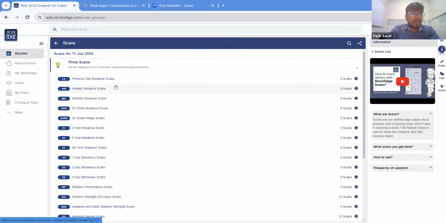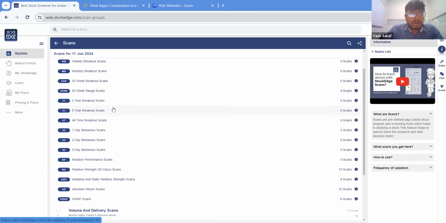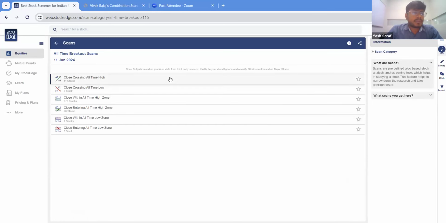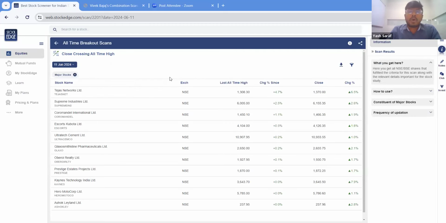So this was about the weekly breakout. Now let's understand. In price scans, you will get to see multiple breakout scans. Say 52-week breakout, that is the 1 year breakout, 2 year breakout scans, 5 year breakout scans, all-time breakout scans. So let's understand all-time breakout scans. So this scan is close crossing all-time high.